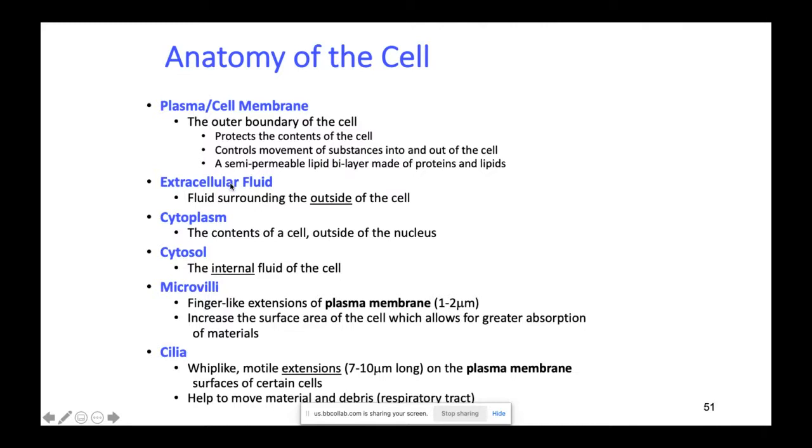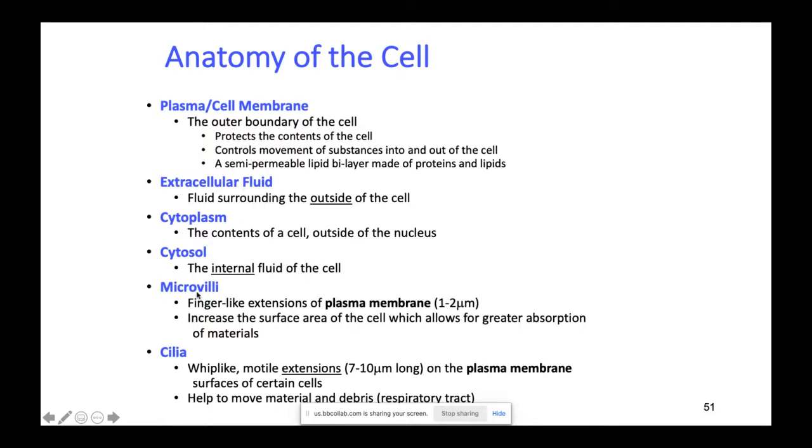Extracellular fluid is fluid outside of the cell, whereas the cytoplasm contains the cell organelles and the fluid. It's everything from the cell membrane to the nucleus. Everything that you see within that level is going to be the cytoplasm. The cytosol is the intracellular fluid, whereas the fluid outside of the cell is extracellular fluid.